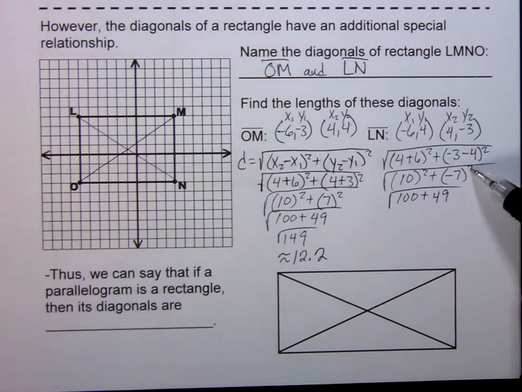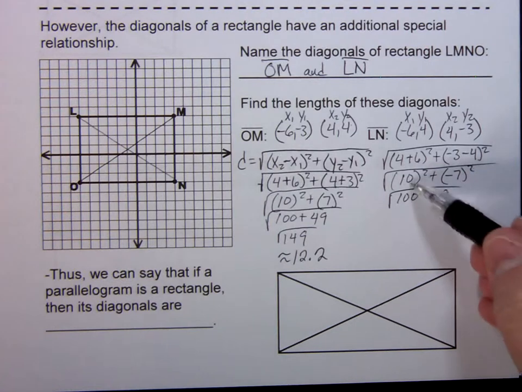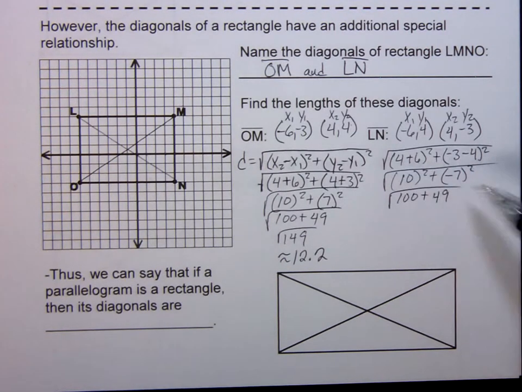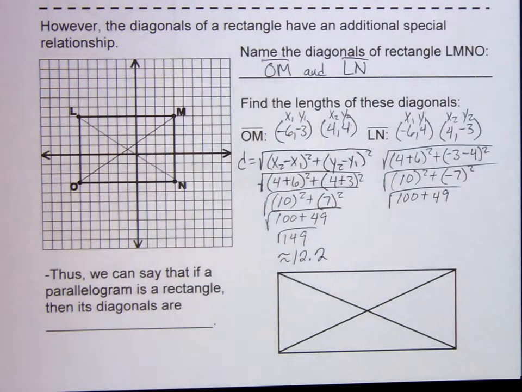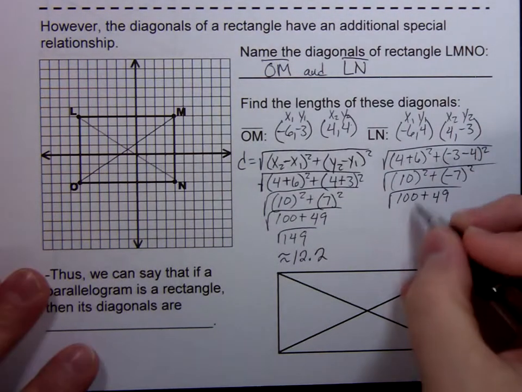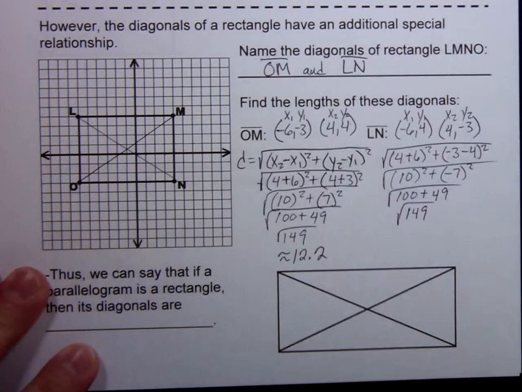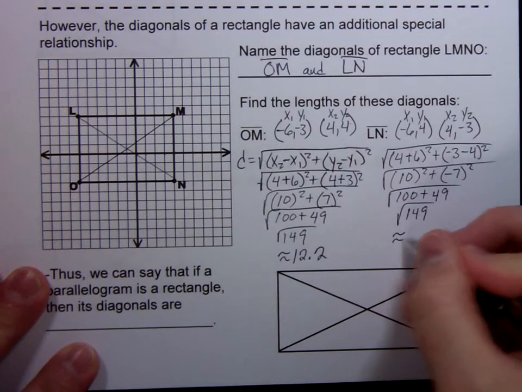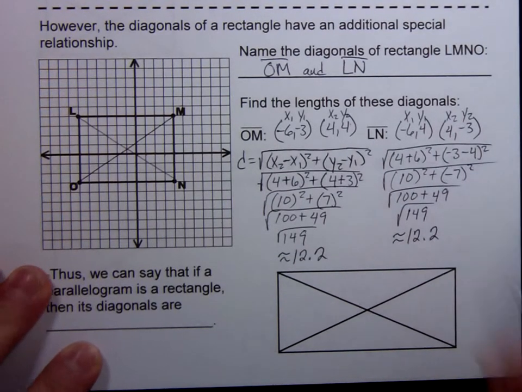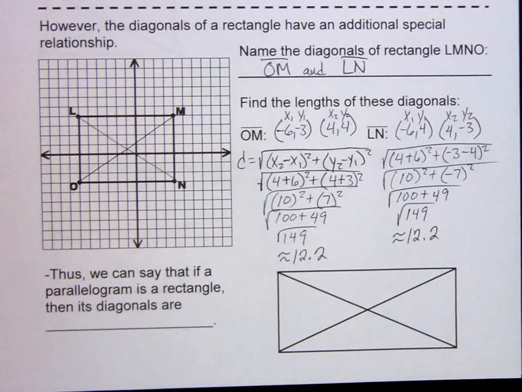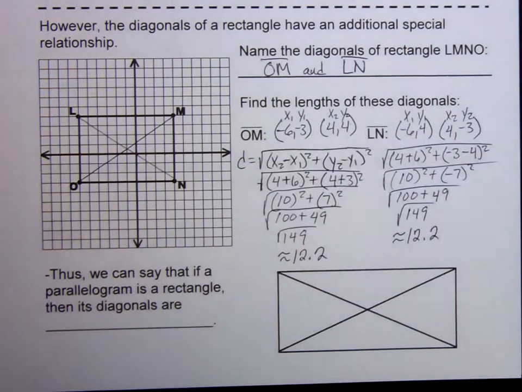Remember what squaring is. It's taking something and multiplying it times itself. 10 squared means 10 times 10. Negative 7 squared means negative 7 times negative 7. And if you remember your multiplication and division rules, a negative times a negative is positive. So negative 7 times negative 7 is a positive 49. Okay, we add those together. And notice you get the exact same thing. It's again going to come out to approximately 12.2.